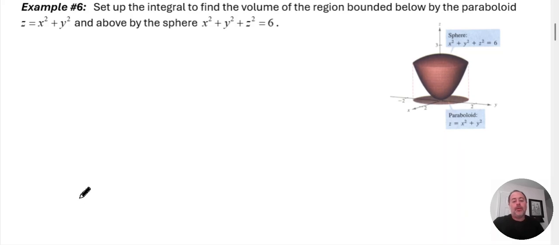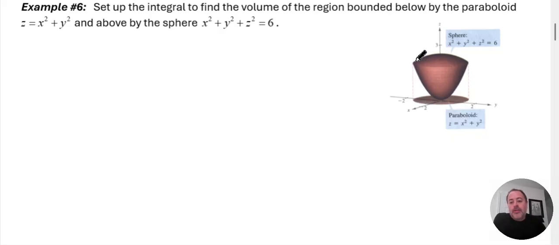Hey guys, welcome back. We're talking about triple integrals in Cartesian, and we're starting this next example where it says to set up the integral to find the volume of the region bounded below by the paraboloid z equals x squared plus y squared, and above the sphere x squared plus y squared plus z squared is equal to 6.